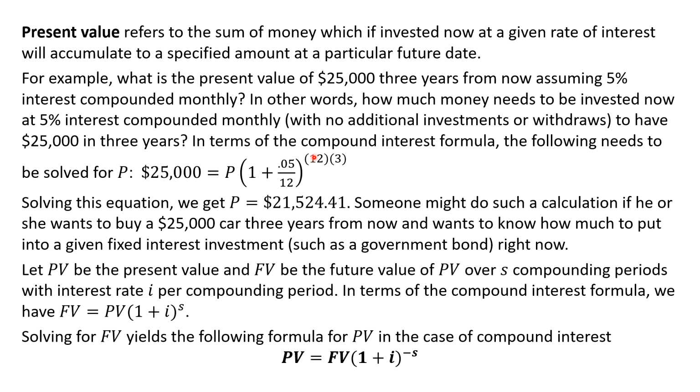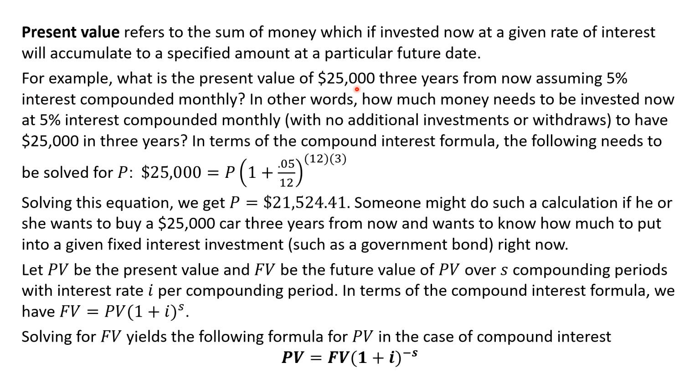This is kind of a variation on the various interest formulas. It's kind of working in reverse. You'll see what I mean in a minute. So present value refers to the sum of money which invested now at a given rate of interest will accumulate to a specified amount at a particular future date. So I have an example here.